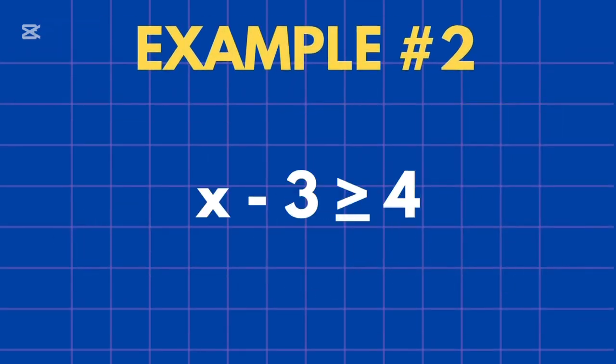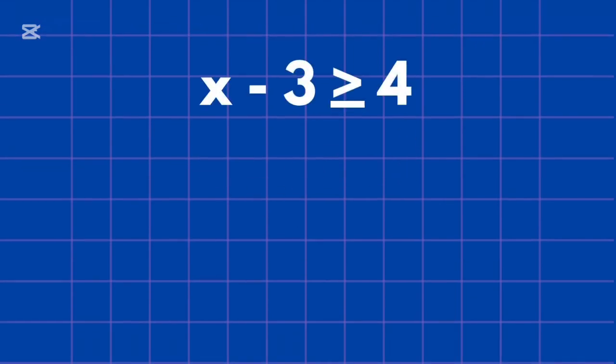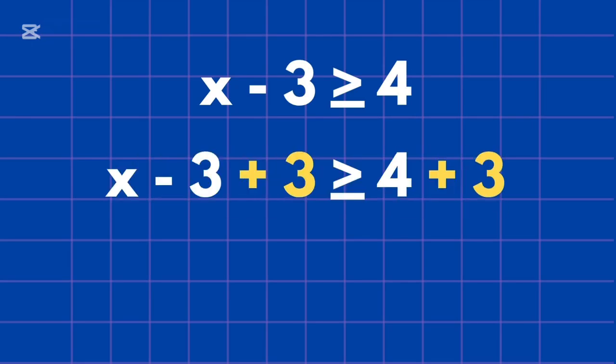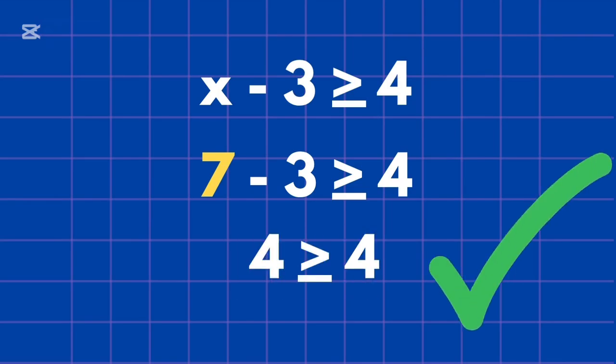Let's look at another example. x minus 3 is greater than or equal to 4. Again, nothing changes from solving this equation to how we would a normal linear equation. We will add 3 to each side. This leaves us with an answer of x is greater than or equal to 7. To prove we are right, we plug it back into the equation where 7 minus 3 gives us 4, which is greater than or equal to 4.